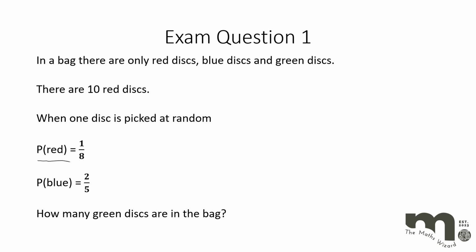So we've got P and then red. That just means the probability of it being red is going to be 1 over 8. The probability of it being blue is 2/5. We want to know how many green discs are in the bag. This is a 4-mark question, by the way. That'll give you a good idea as to how much you've got to do.